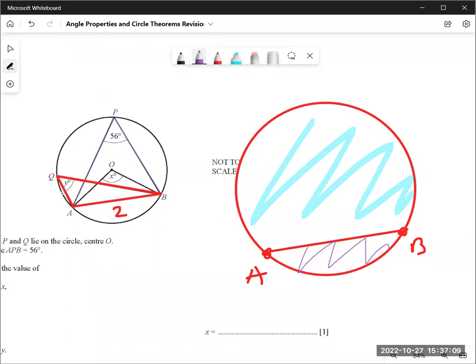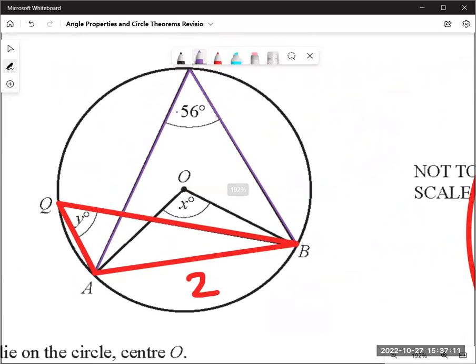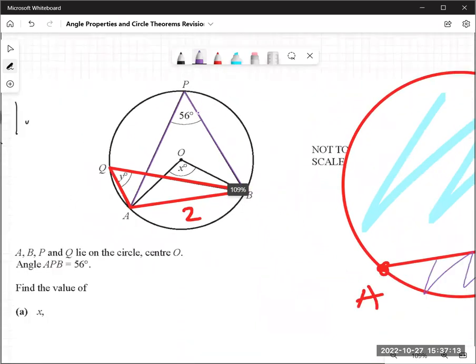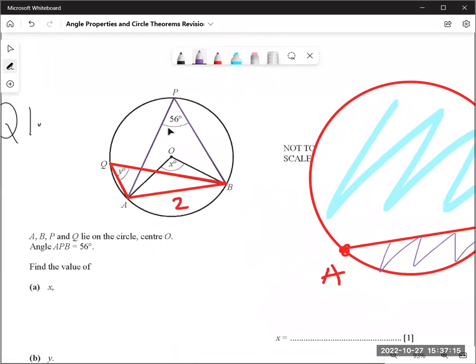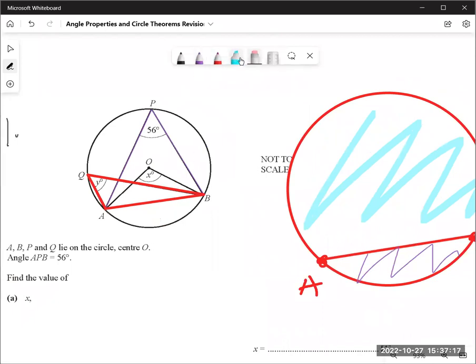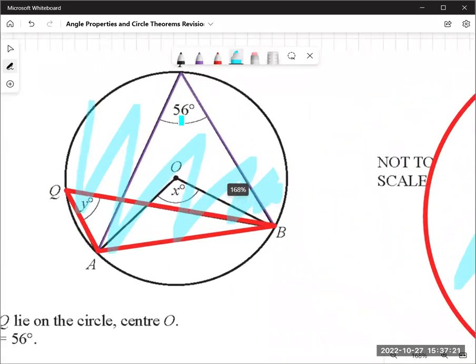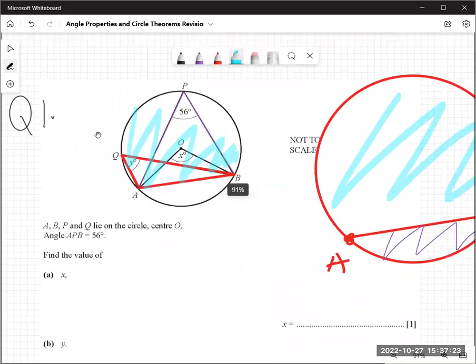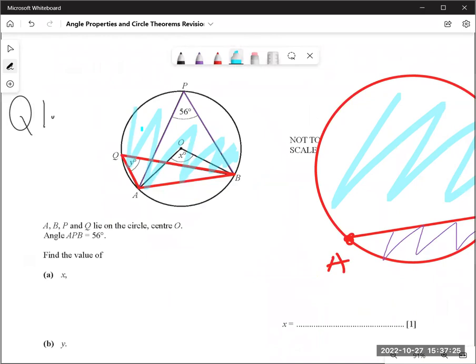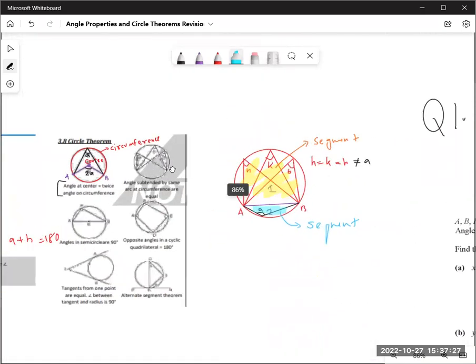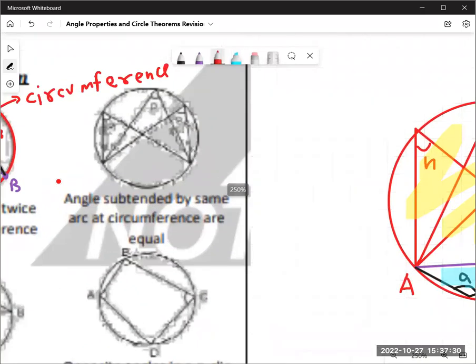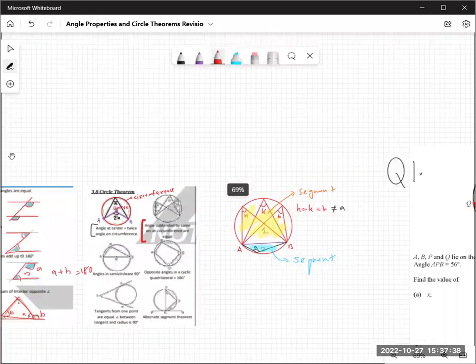Now, the angle Y will be equal to 56 if it is in the same segment. Since these are in the same segment, the angle Y and 56 are going to be equal. Why? Because if I look at the second rule, Najla, read the second rule. Angles subtended by the same arc at the circumference are equal.